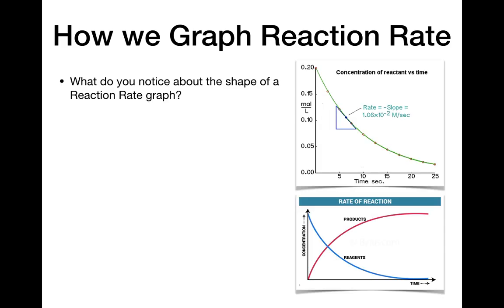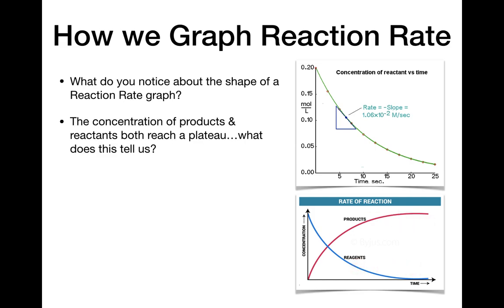Okay, so when you look at a reaction rate graph, what do you notice about the shape of it? Well, hopefully you're noticing a couple things. You're noticing here that the reactant starts high and gets lower gradually until it gets to zero. The product starts low and gets high. You should be noticing that we have this initial sharper slope for both, a sharp increase, a sharp decrease. You should also be noticing that we have a plateau. It's going to end at one point. They both reach a plateau.